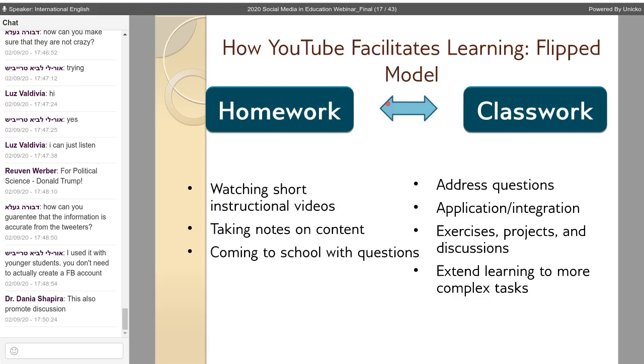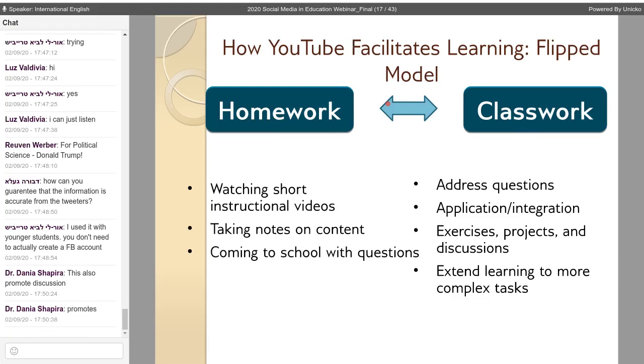So in the flip model, we are in a way redefining the role of the teacher, from being a sage on the stage to being a guide on the side, from being a lecturer to being a monitor, a coach, a guide, a facilitator. Students watch the instructional videos at home, take notes, and come to class with questions. Then in pairs or groups, they analyze the videos and provide solutions to problems.